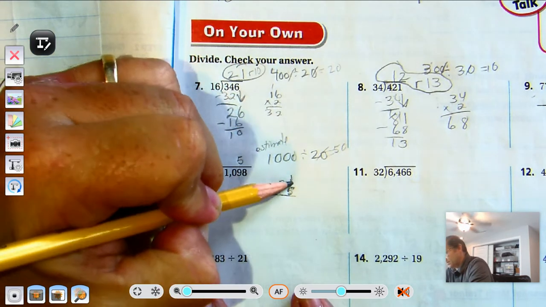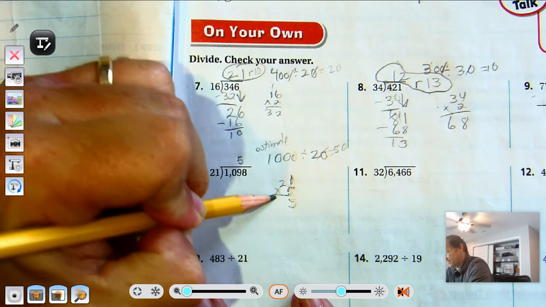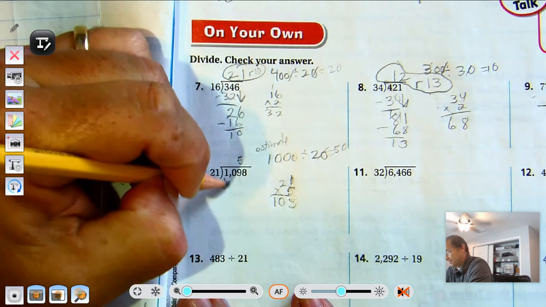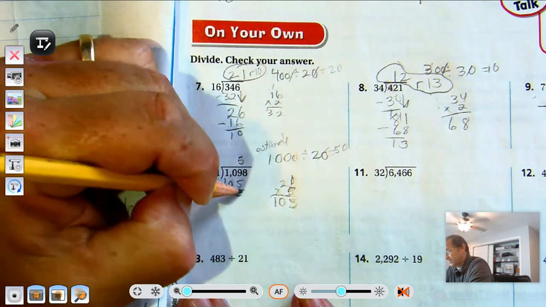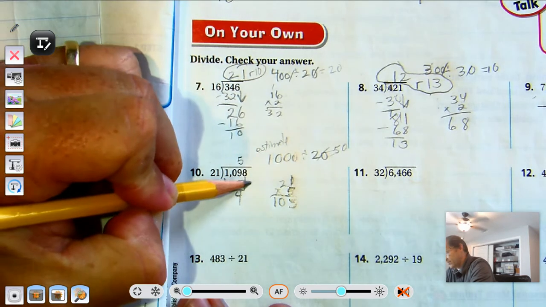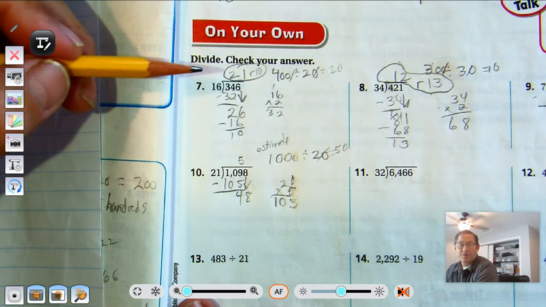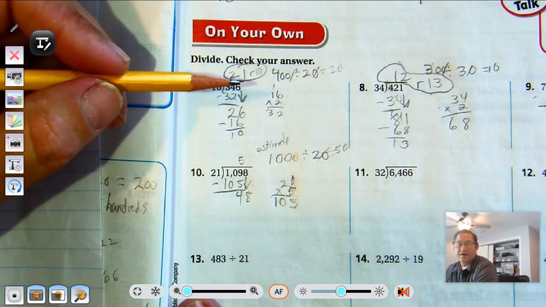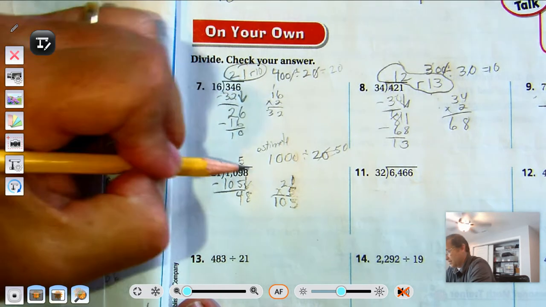5 times 1 is 5, and 5 times 2 is 10. Subtract, we get 4 left over. So that works out great. Trade that for 41s and bring down the 8 ones we already have. 48 divided by 21. Now I'm just going to try 2.